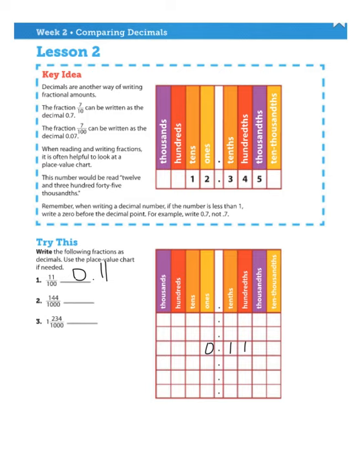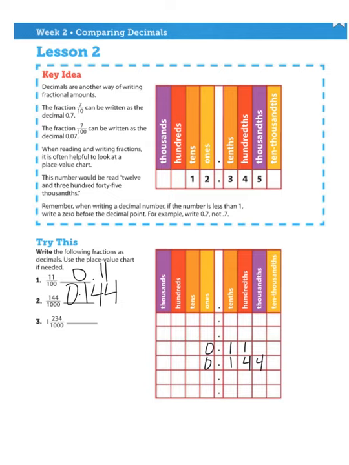On number 2, 144 divided by 1,000. That's gonna be 0.144. So on my place value chart, that would be 0.144. So that would be 144 thousandths.